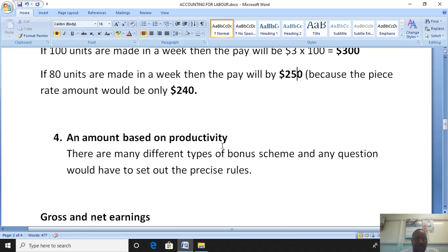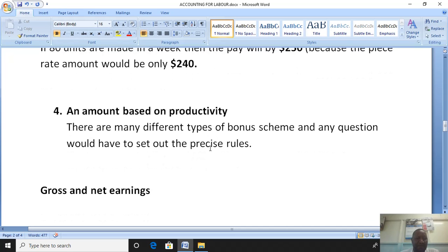Another approach to remuneration is based on productivity. Now, there are many different types of bonus schemes that can be given to workers based on their productivity and the time saved. So if workers have done more work within a shorter period of time, the company may wish to give bonus to such workers. So such a pay will be based on the workers' productivity.